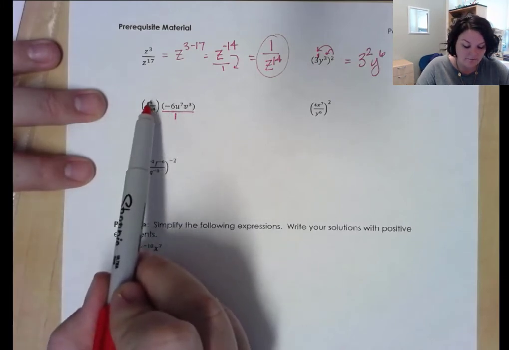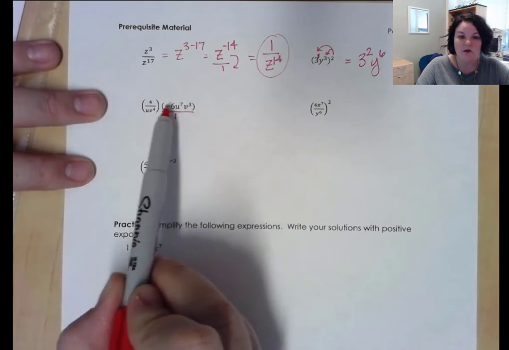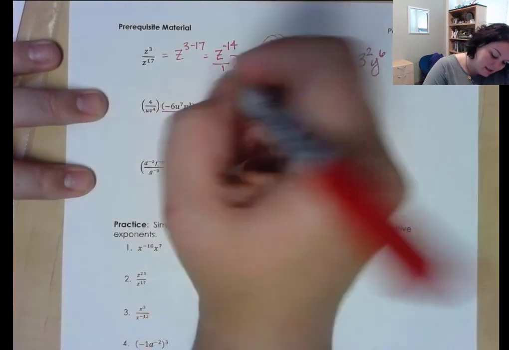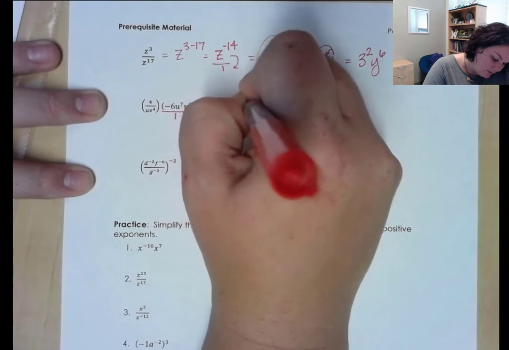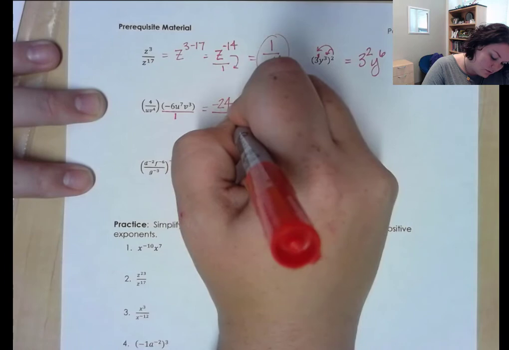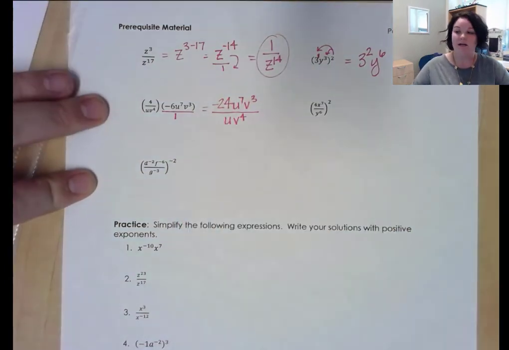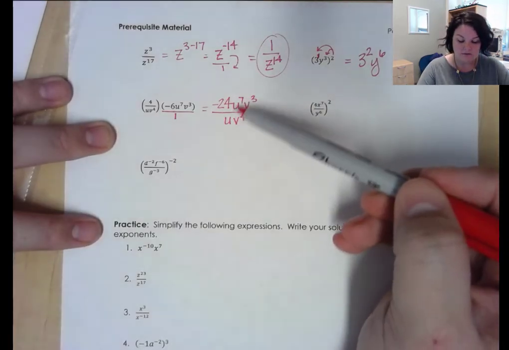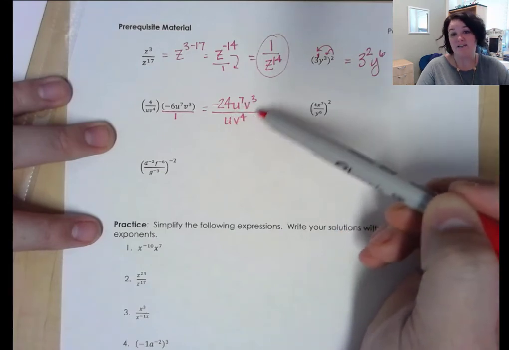So on top, I have 4 times negative 6 u to the 7th v cubed. So the only thing I can really multiply together is the 4 and the negative 6. So that's going to give me a negative 24 u to the 7th v to the 3rd all over u v to the 4th. All right, and now I want to use my properties to get rid of the fraction. So notice I have u's on top and bottom, and I have v's on top and bottom.